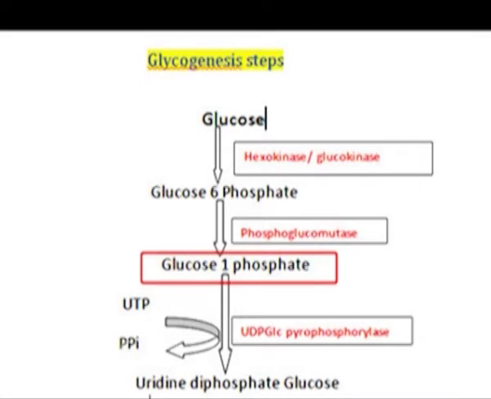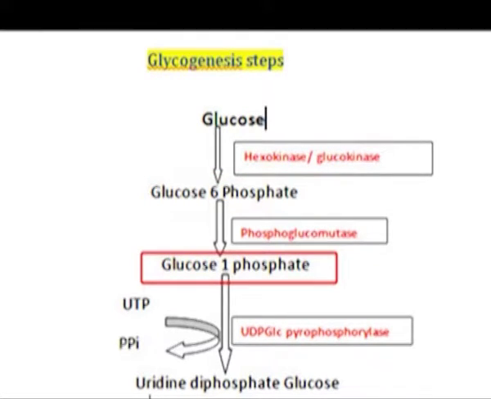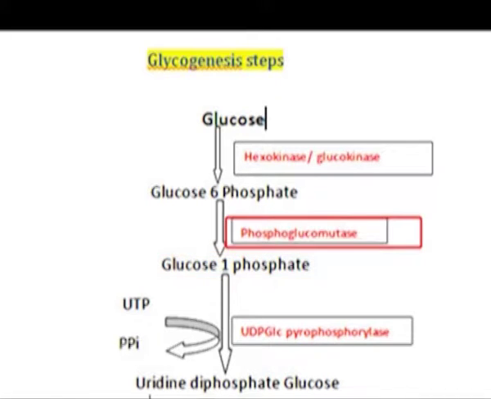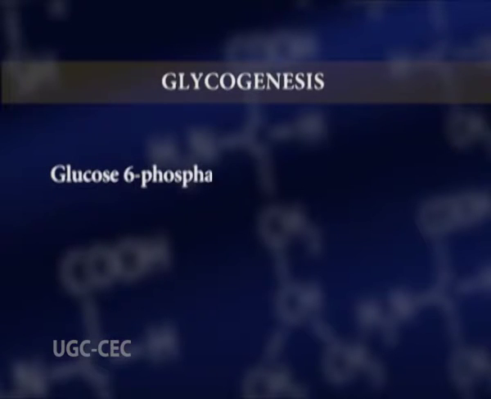Second, formation of glucose 1-phosphate. Glucose 6-phosphate is converted into glucose 1-phosphate by the action of phosphoglucomutase, passing through the obligatory intermediate glucose 1,6-bisphosphate. So glucose 6-phosphate is converted to glucose 1-phosphate.